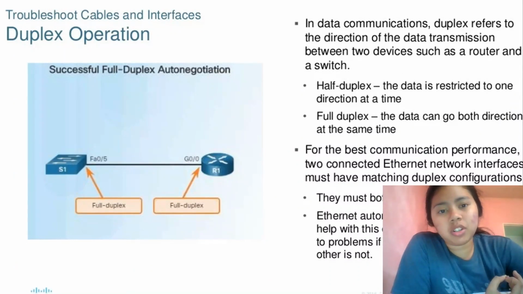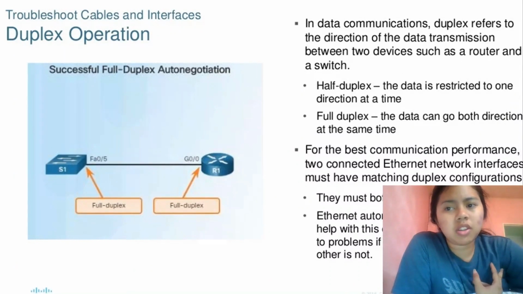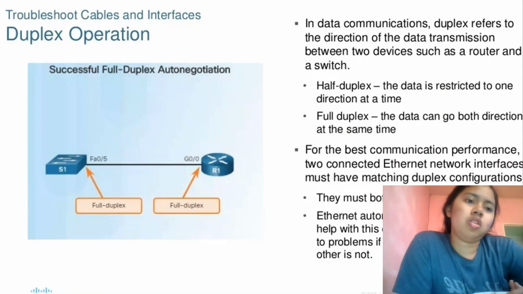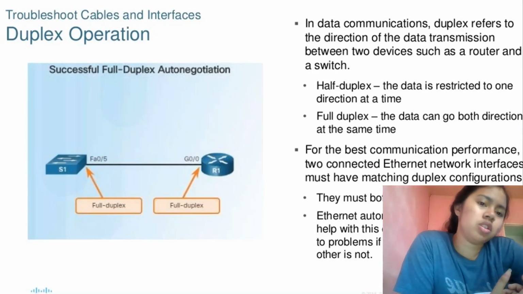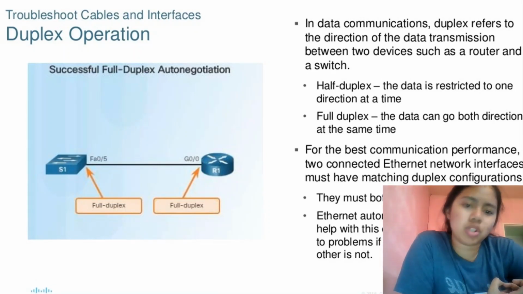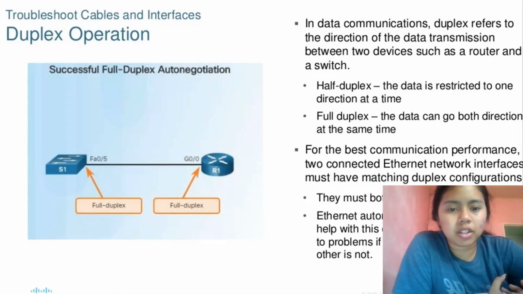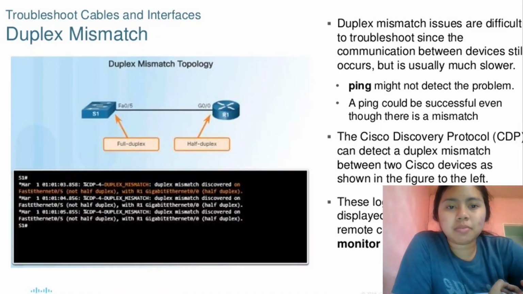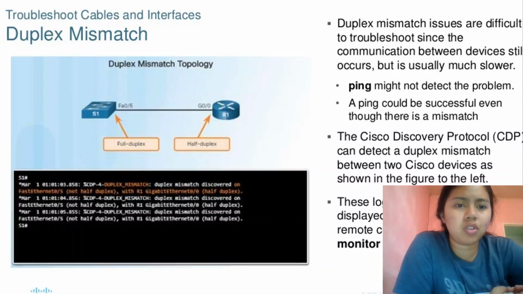Duplex operation. Duplex refers to the direction of the data transmission between two devices such as a router and a switch. Half duplex and full duplex. Duplex mismatch. Duplex mismatch issues are difficult to troubleshoot since the communication between devices still occurs but is usually much slower. Ping may not detect the problem. A ping could be successful even though there is a mismatch.